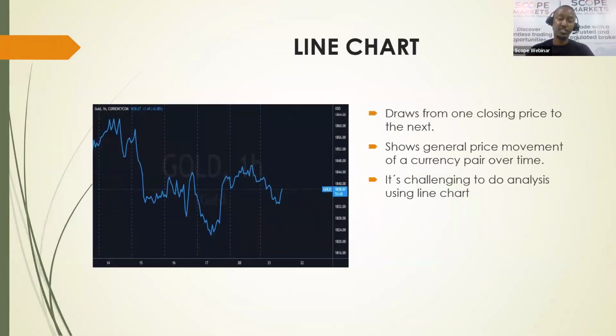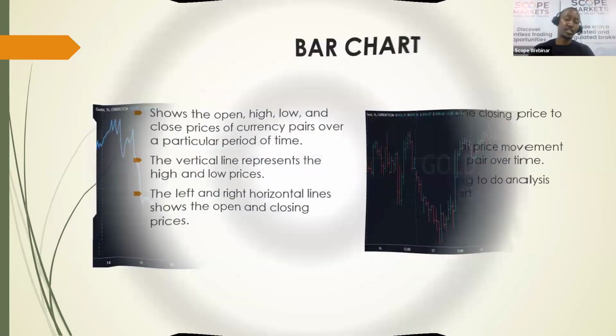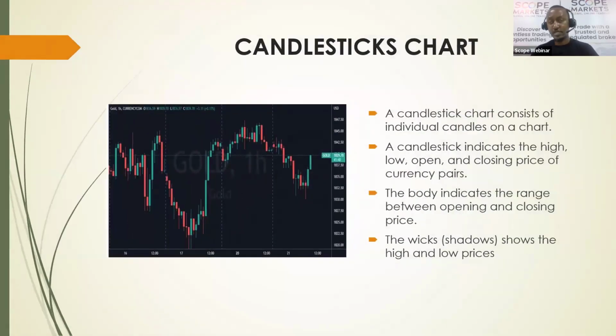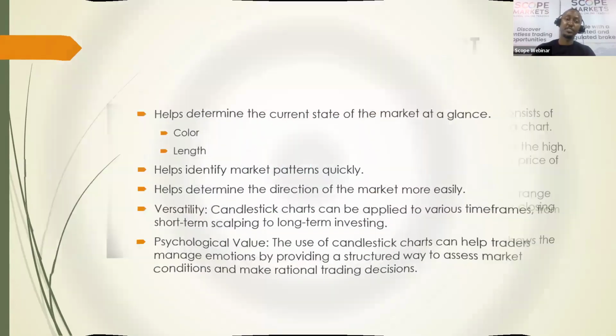With the line chart, you can see this is just a line. It becomes impossible to follow the price movement. The opening and the closing price, you are not able to tell. With the bar chart, yes, you can tell the opening and the closing, but it becomes difficult to identify different types of chart patterns. It's not that easy. But with the candlesticks chart, it becomes easy.